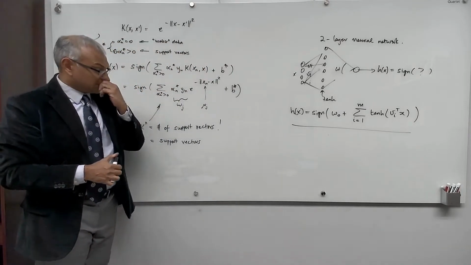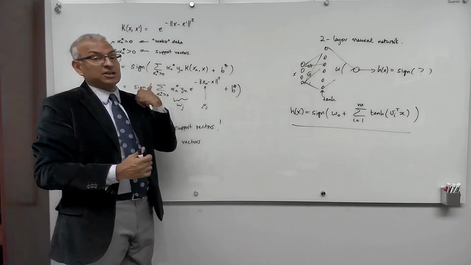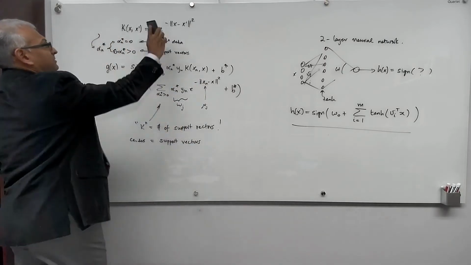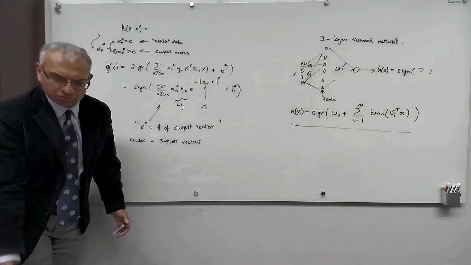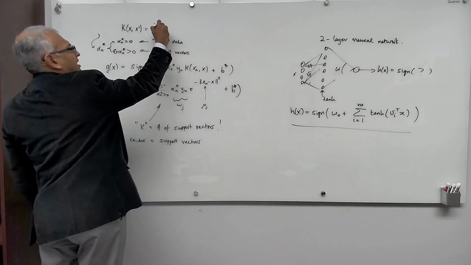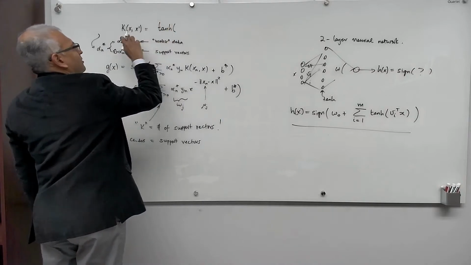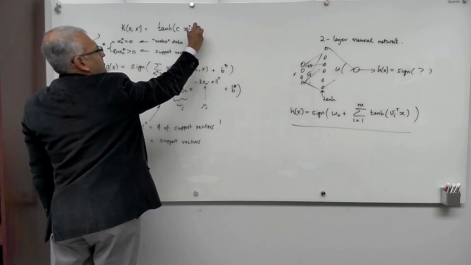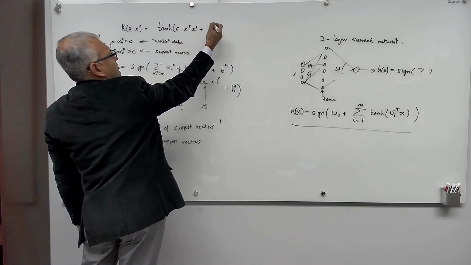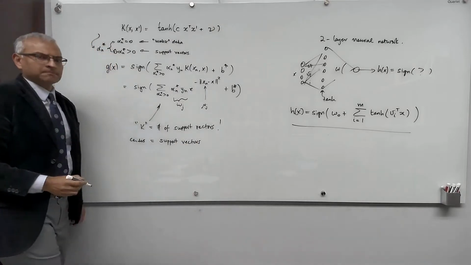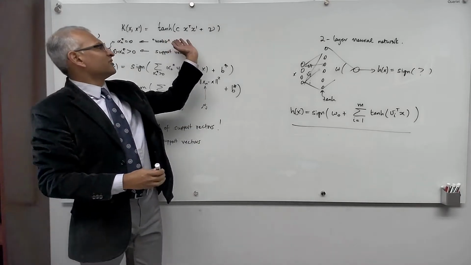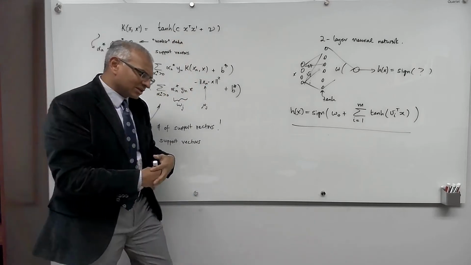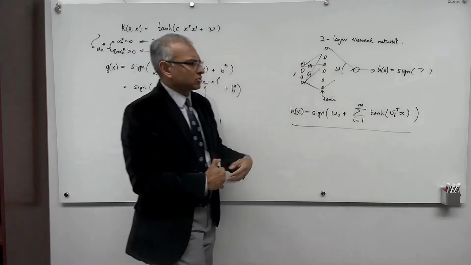Turns out we can simulate the two-layer neural network by choosing an appropriate kernel. So what's the kernel? Let me change the kernel. That's all I'm going to do. The kernel is going to be tanh of some constant c times x transpose x prime, so x dot x prime, plus some other constant nu. Now, it turns out that this is not a valid kernel for all choices of nu and c, but there are specific conditions on c and nu that we can pick in order to make this a valid kernel.